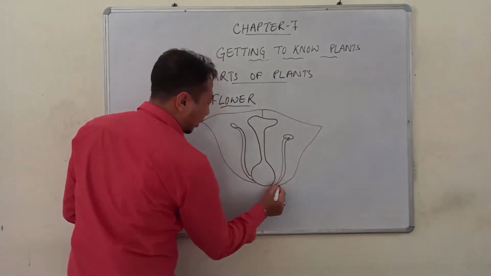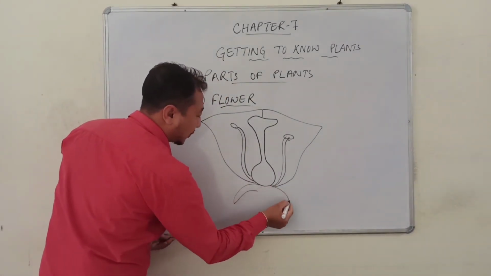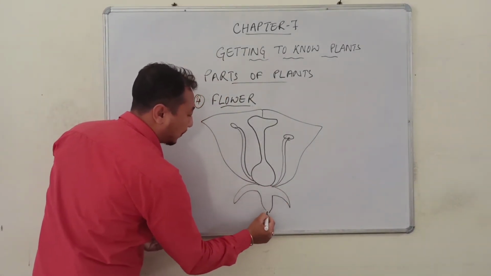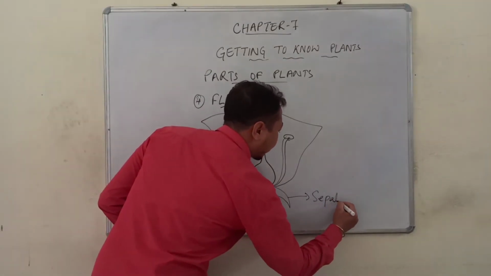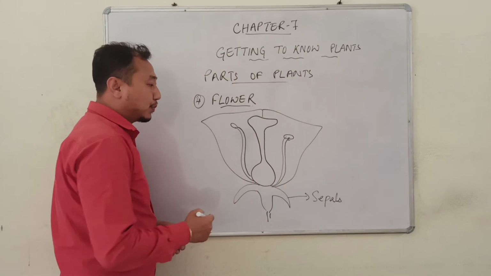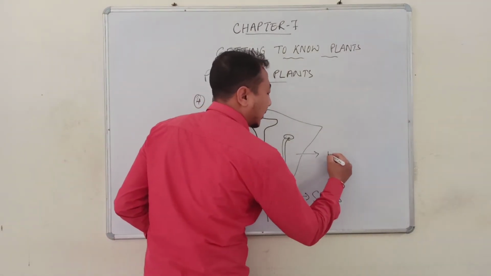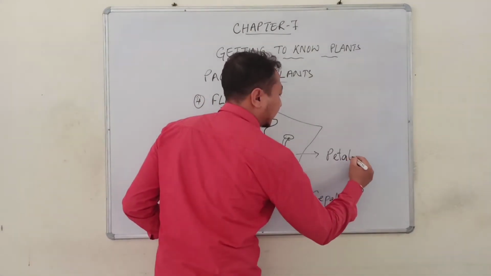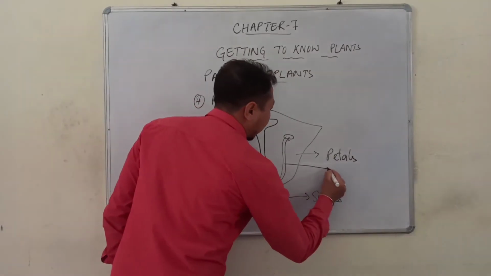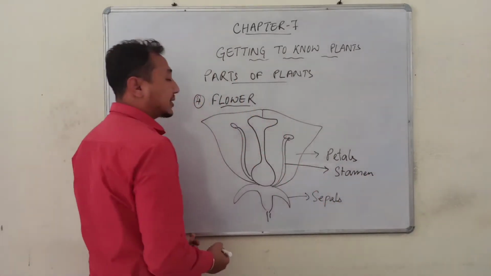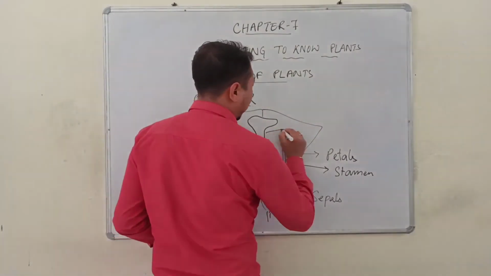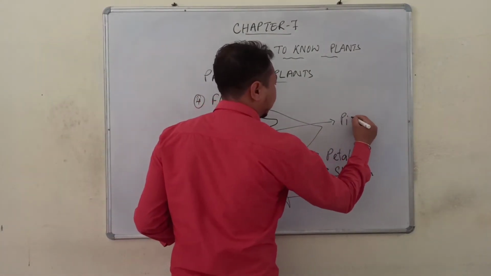The four parts of the flower are the outermost part, which is green in color, and it is known as the sepals. The second part is the bright colored structure, which is known as the petals. The next part is known as the stamen. And the last and the innermost part of the flower is known as the pistil.